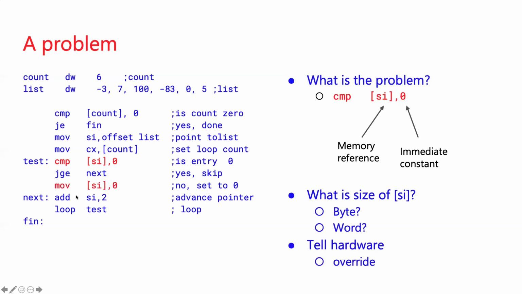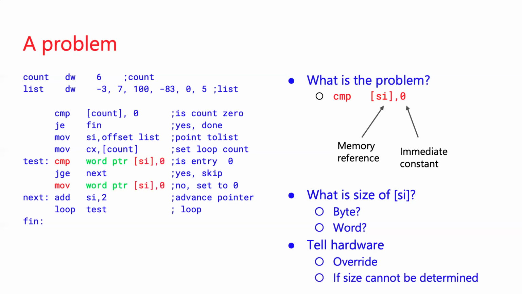So we have to help the hardware using what's called a data size override. This will make our instruction a little bit longer to type in. It still assembles down to something that's just as short. We just have to tell the assembler what to assemble it down to.